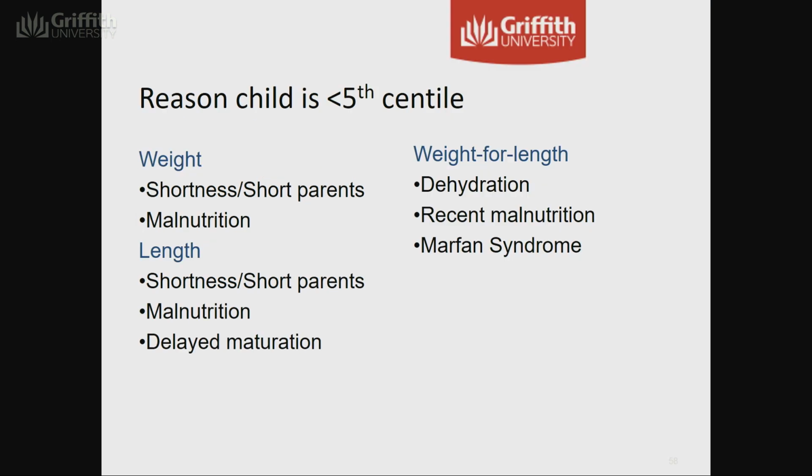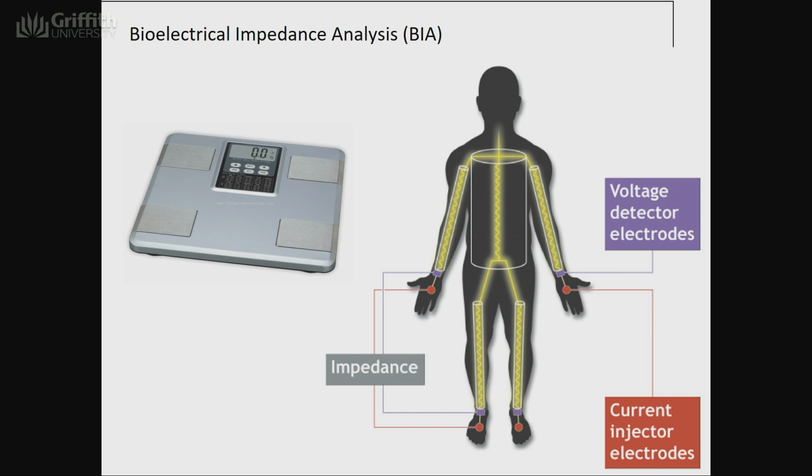Reasons a child may be less than the 5th percentile. Again, these are almost converse: shortness of parents, malnutrition, delayed maturation. For weight for length, they might be dehydrated or have recent malnutrition, or as I said earlier, they could be very, very tall relative to their weight and have something like Marfan syndrome.